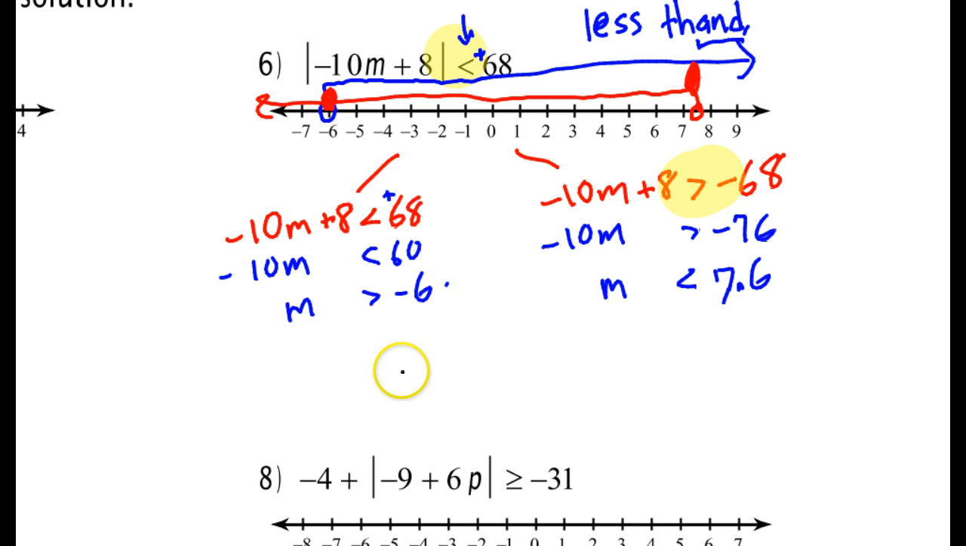You'd write your final answer, remember, like this. All the numbers between negative 6 and 7.6 is how you write your final answer. Because of the and, you have to have the special notation for your answer. So the overlap is between negative 6 and 7.6. And that's what I'm saying right here. My answer is between -6 and 7.6.